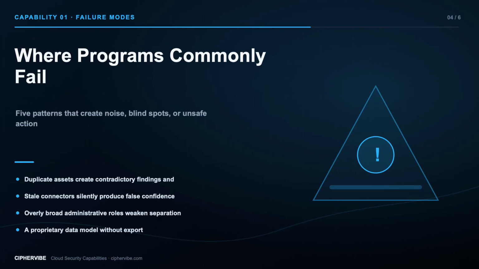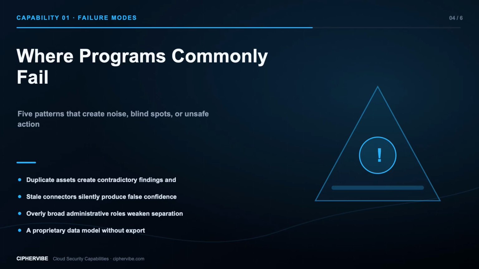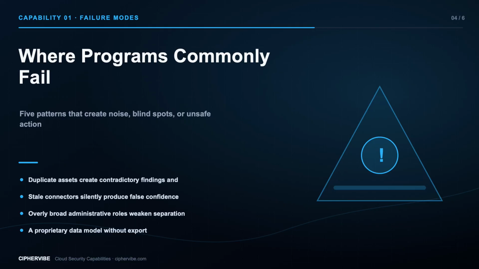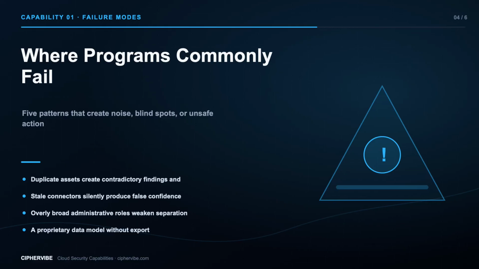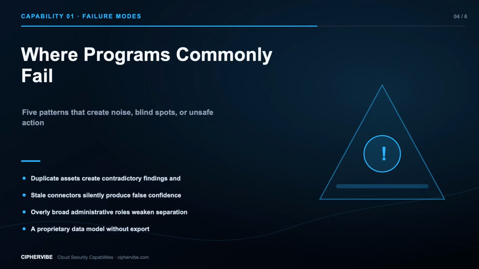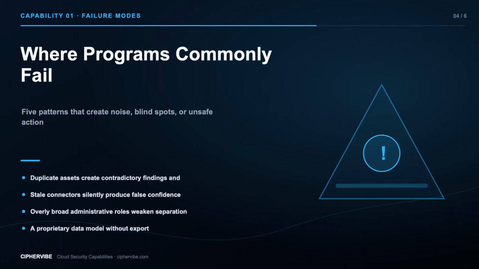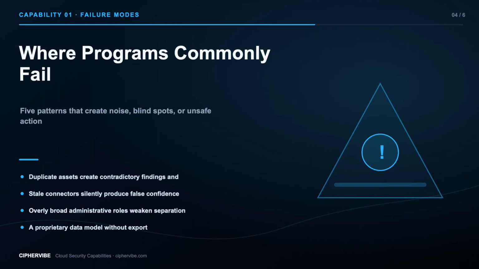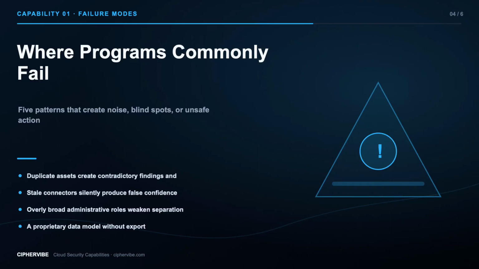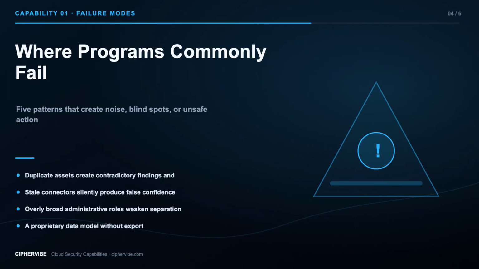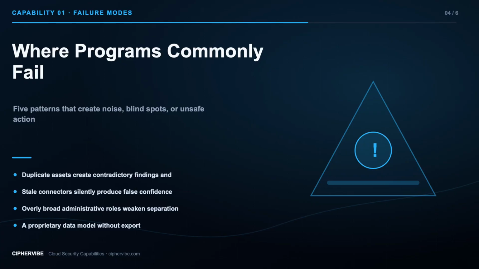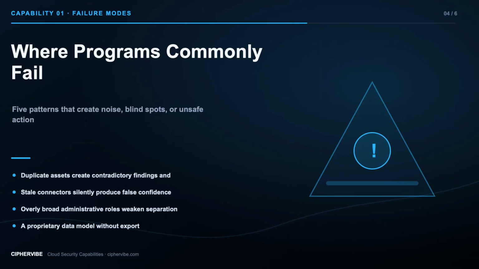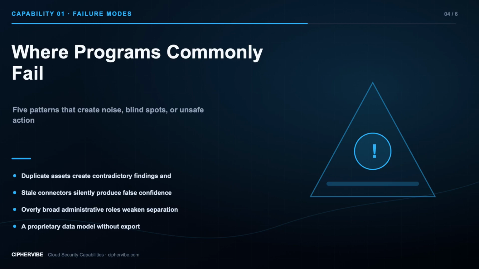Second, stale connectors silently produce false confidence when data freshness is not visible. Third, overly broad administrative roles weaken separation of duties and expose sensitive cross-tenant information. Fourth, a proprietary data model without export paths creates operational lock-in and slows incident response. Fifth, uncontrolled policy changes cause alert spikes, broken metrics, and inconsistent risk decisions.